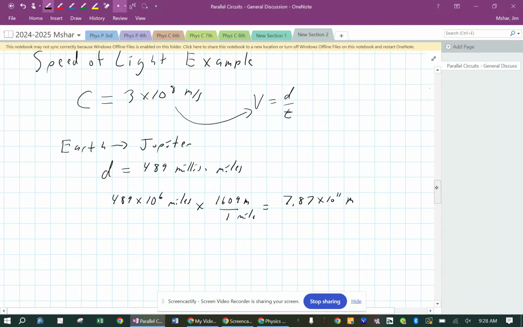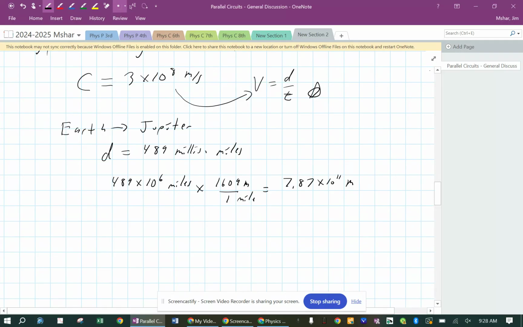Now, we're going to use our velocity equation to find how much time it takes a light or radio signal to get from Earth to Jupiter. So I'm going to multiply both sides by time. So VT is equal to distance. And again, I'm going to solve for time, so I'm going to divide by V on both sides. So V is distance over time. So our distance is 7.87 times 10 to the 11th meters. And our time, oh, wait, we don't want that. Scratch that. We want time, okay?